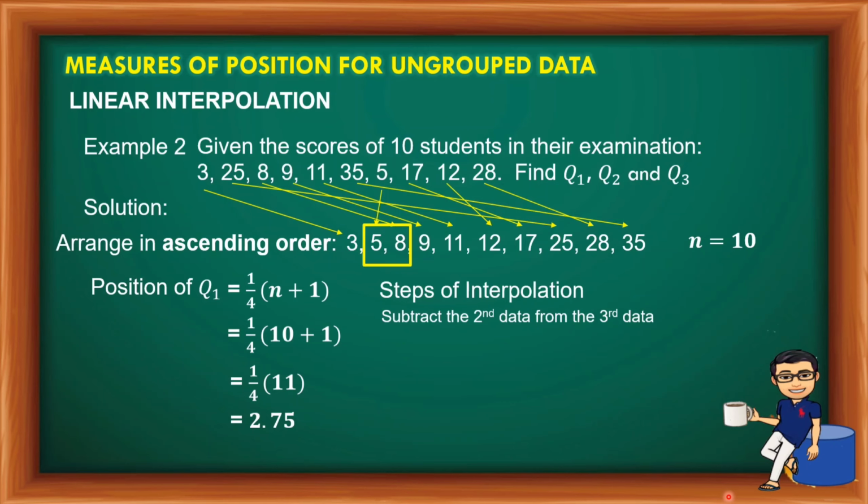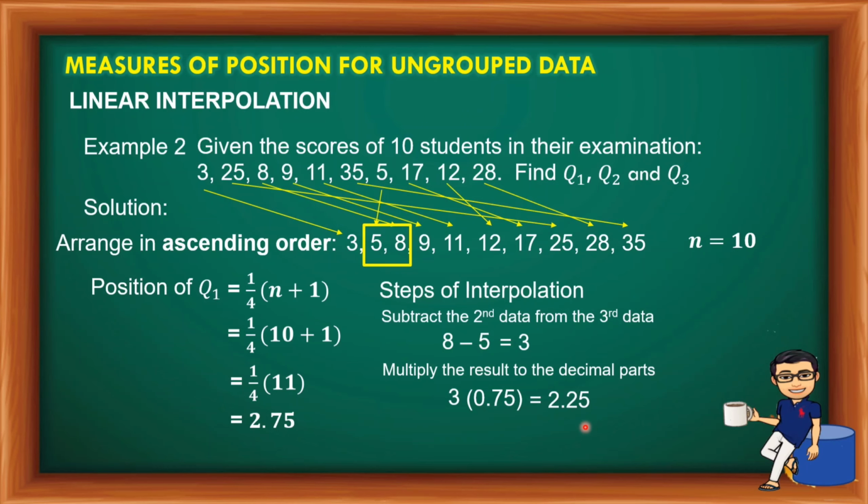So, ito ngayon yung step na gagamitin natin since we're talking of interpolation. Subtract the second data from the third data. Kaya magkakaroon tayo ng 8 minus 5, and that will be equal to 3. Next step is multiply the result to the decimal parts. So, itong result, itong 3, kopyahin natin. Kukunin mo yung decimal part dito, which is 75 hundredths. So, ito times mo ngayon ito, ang sagot ay 2 and 25 hundredths.